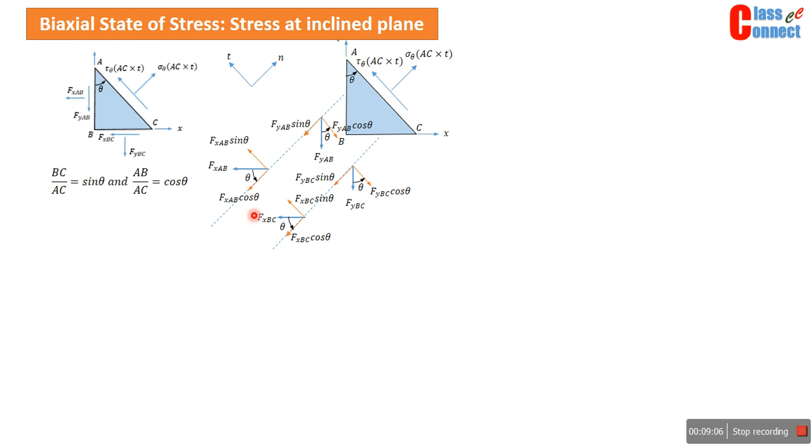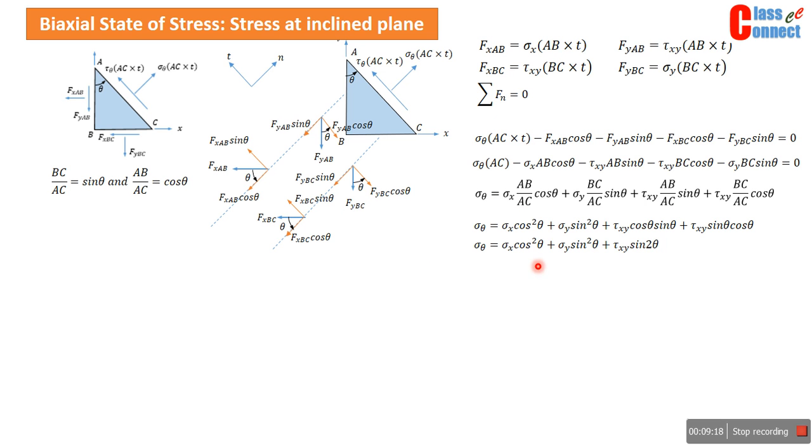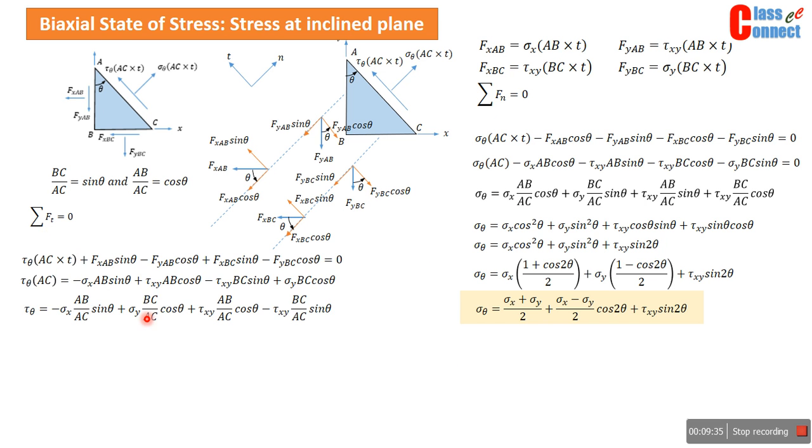So now we have 8 force components, and now we can write down the equations of equilibrium as summation Fn equals 0. Summation Fn equals 0 will give us this equation, and we can further reach this final equation after simplification, as done here. Similarly, we can make use of another equilibrium equation, that is summation Ft is 0, and then we get this final equation, tau theta is equal to 0.